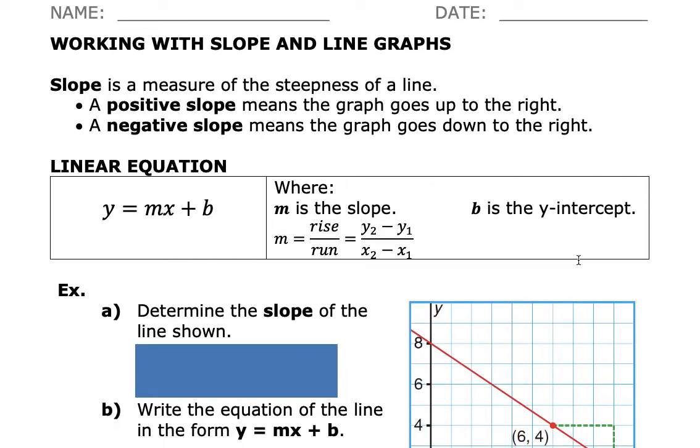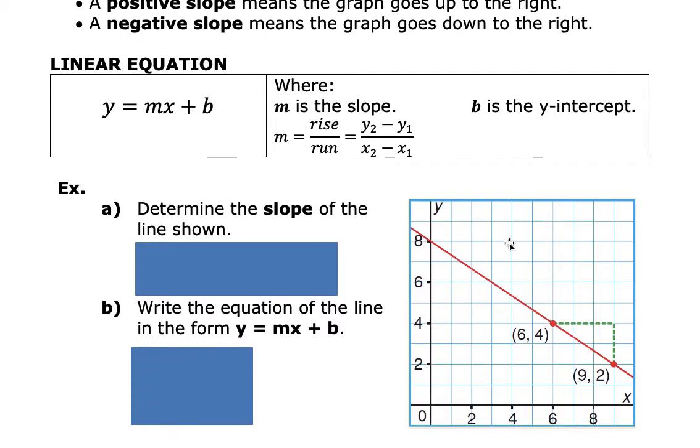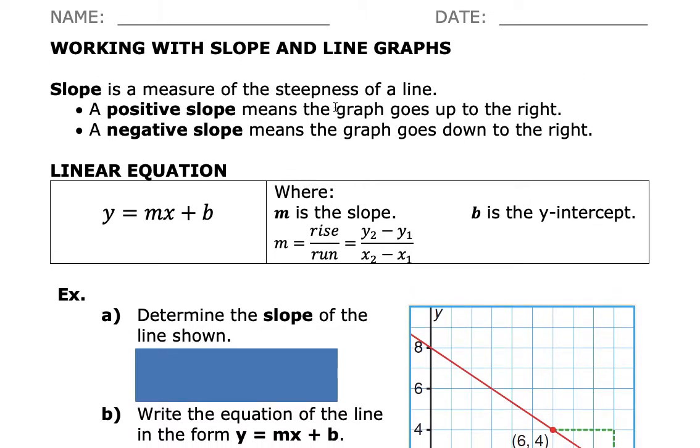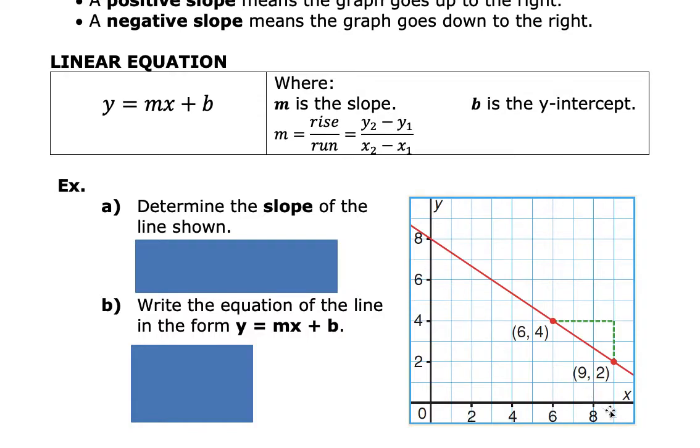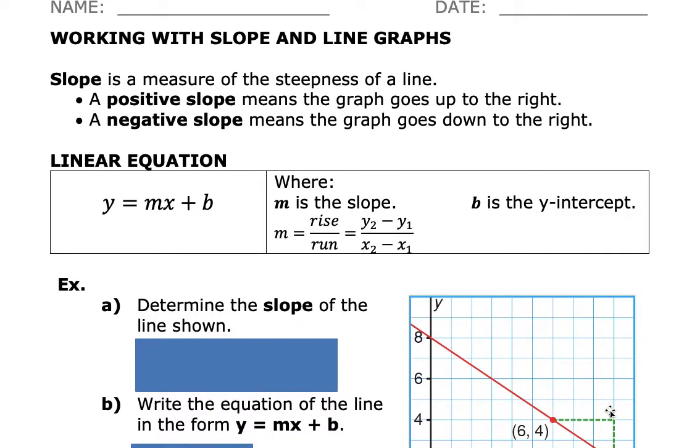Next, working with slope and line graphs. Slope is a measure of the steepness of a line. A positive slope means that the graph goes up to the right. So as x increases, y increases, going up. And a negative slope means that the graph goes down to the right, like you see in this image. That will be helpful for us, not only with drawing lines, but also when we talk about correlation.